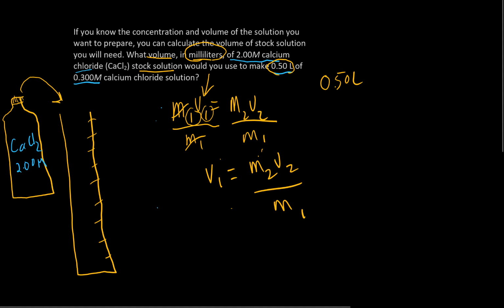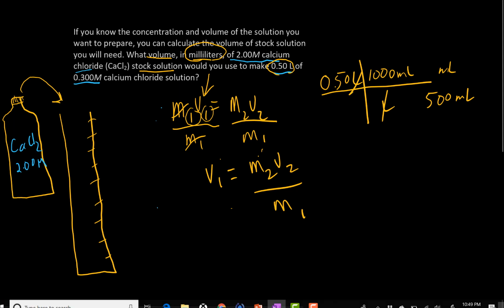We're going to do it right now, though. 0.50 liters to milliliters. Okay, all we need is a conversion factor here. And we know that we have 1,000 milliliters per liter. Cancel out the liters. And then we're going to get 0.5 times 1,000. It comes out to be 500 milliliters. Okay? All right, awesome.